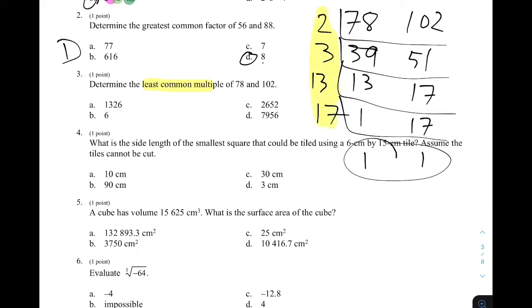And my LCM is going to be the product of all of these guys here. So 2 times 3 times 13 times 17. 2 times 3 is 6 times 13 is going to be 78. And then times 17, 78 times 17, is going to be 1326. Is that one of our choices? It is. Good. So it'll be A.